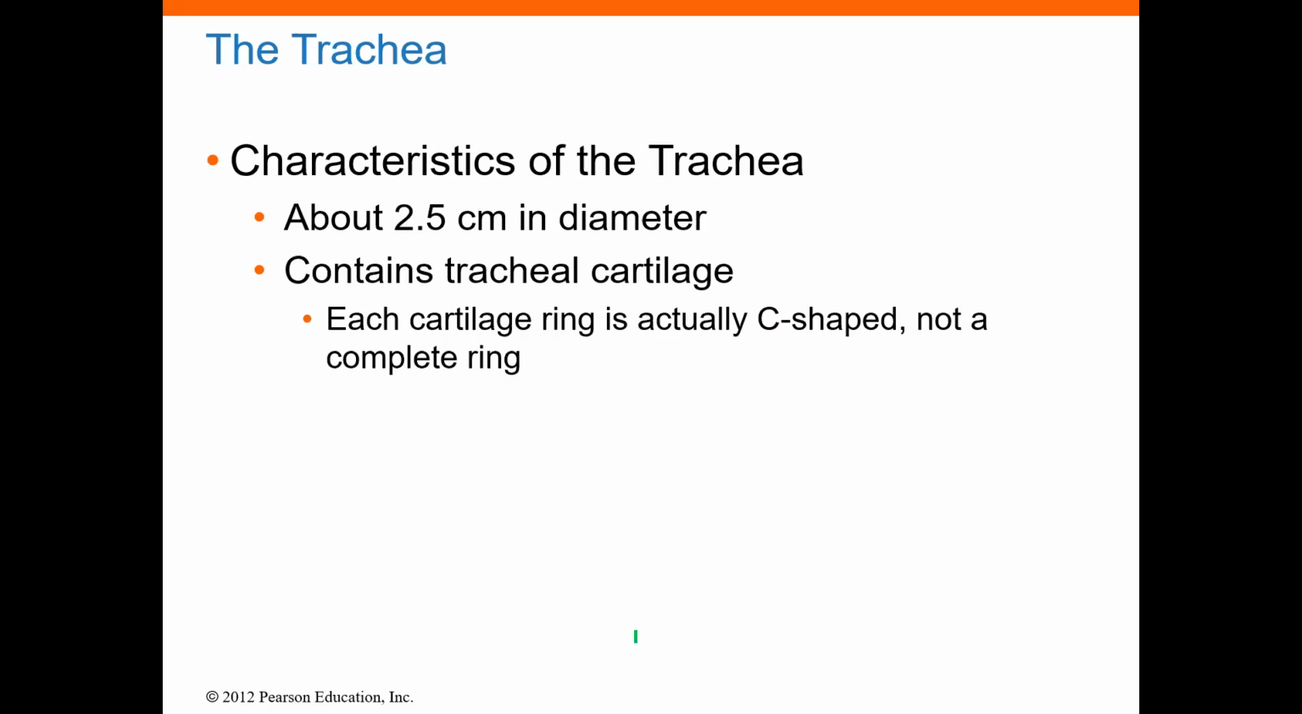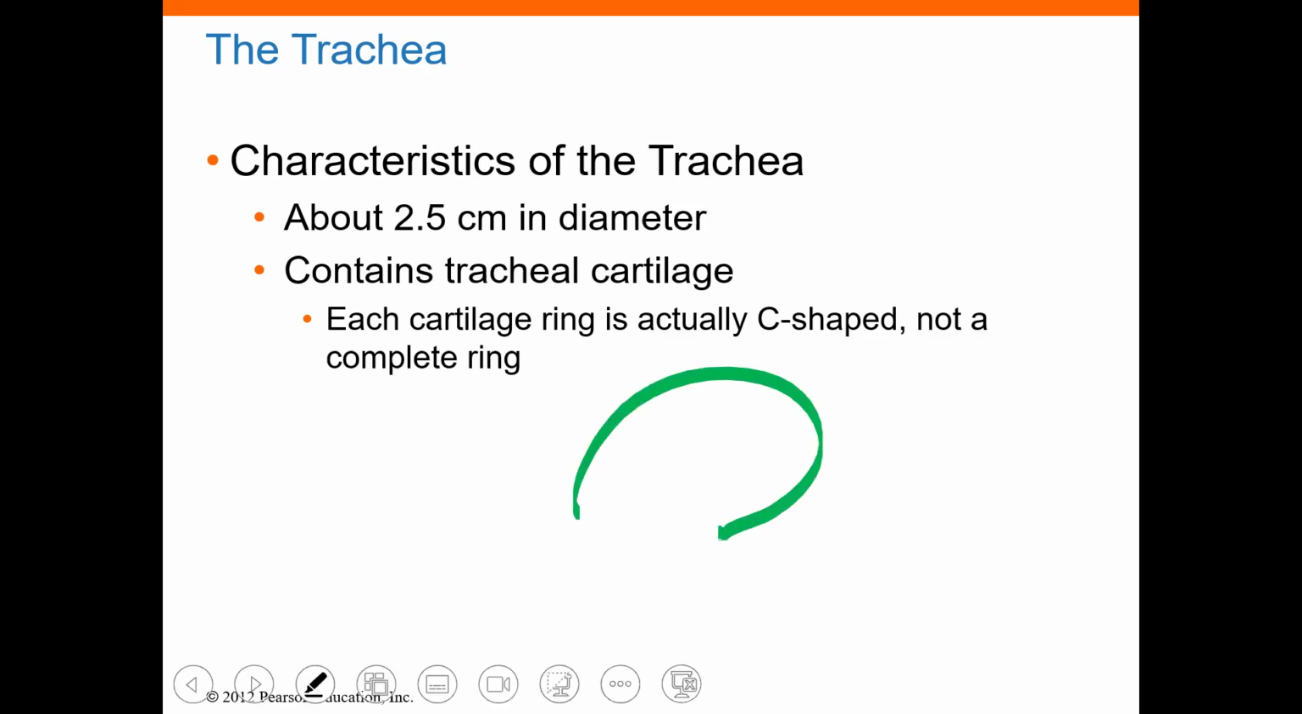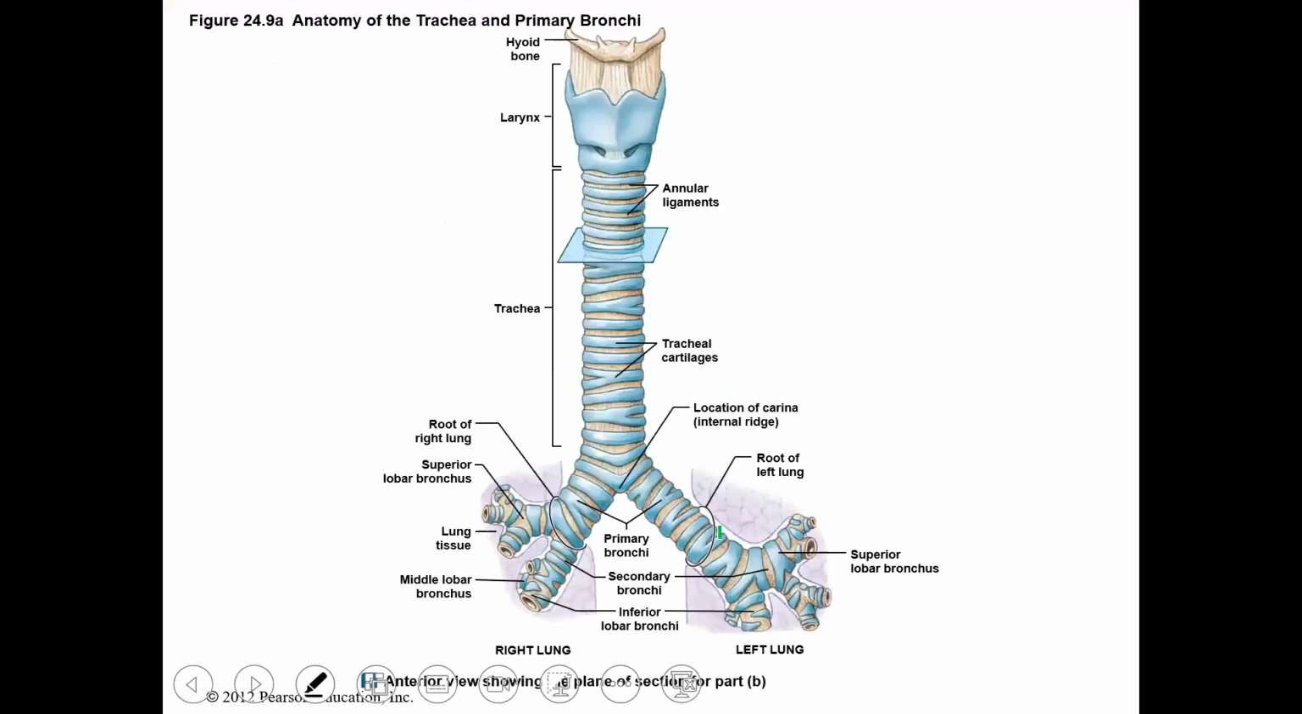So the characteristics of our trachea, it's about 2.5 centimeters in diameter, contains tracheal cartilage, and again, it's a C shape, not a full ring, as we saw earlier. We can see the hyoid bone up top here. You can see the larynx, voice box. You can see the cartilaginous rings of the trachea.